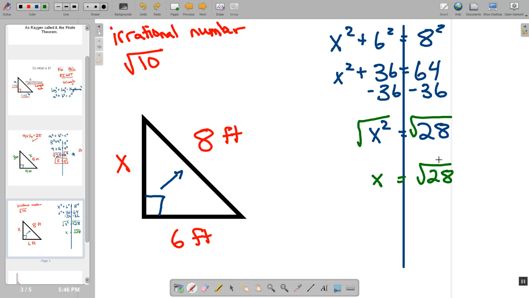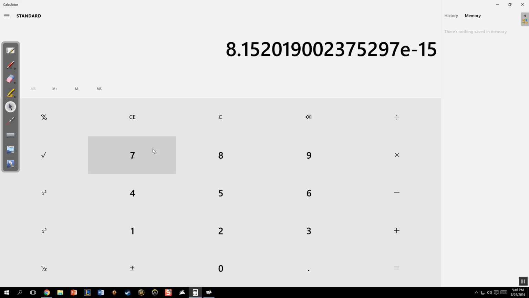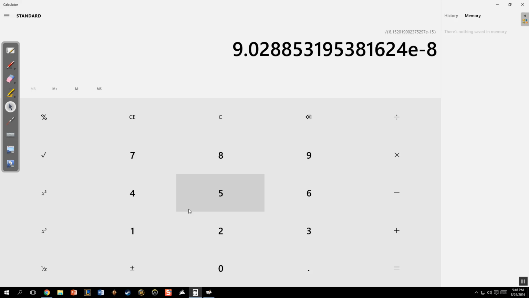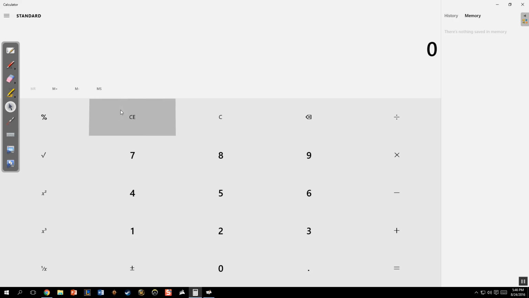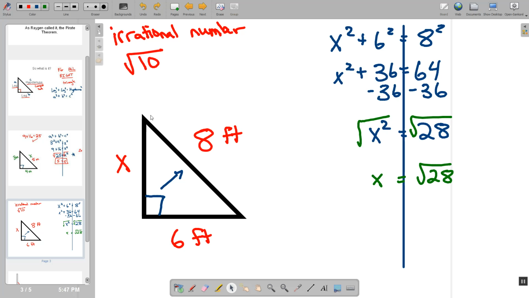And to find the answer, we will then plug this into a calculator. So we will go square root. Whoops, let's try this again. This calculator wants to go backwards. So 28, and then I click square root, which gives me around 5.29 or 5 and 29 hundredths.